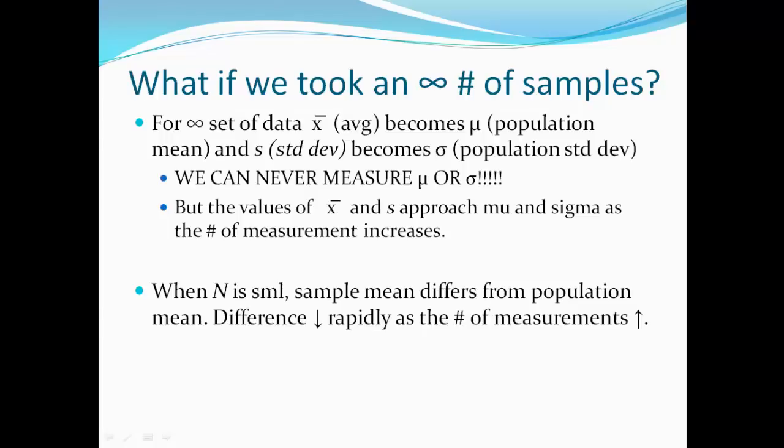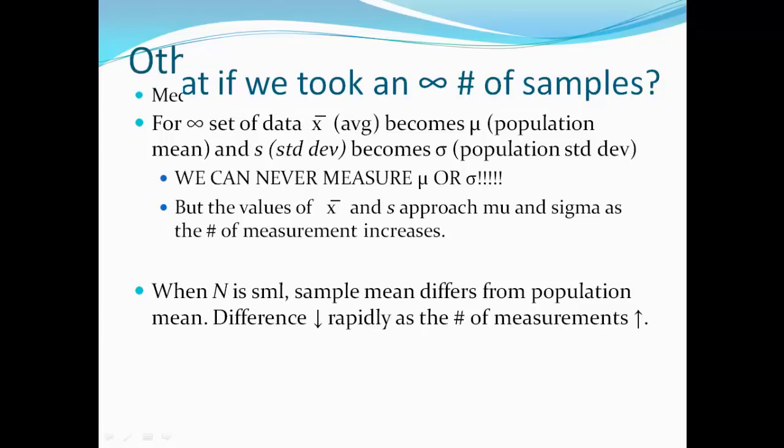So when n is small, when the number of samples is small, the sample mean, the sample average, differs from the population mean. And of course, that's because the small sample of the data doesn't really represent the population. But the difference starts decreasing really fast as the number of measurements increase. As a summary, the sample mean is the average of the limited sample. The population mean is the true mean for the population. We can't ever measure the true mean or sigma, the true standard deviation, because it's infinite. It would require an infinite number of samples.